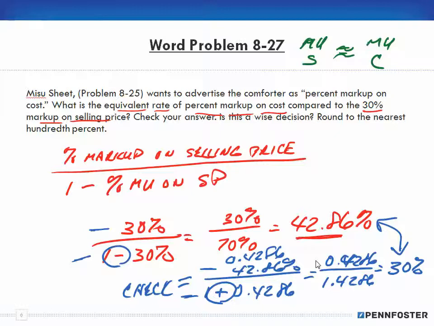Well, now we're sitting here and we're saying, okay, we know our percent markup on the selling price over here is 30%. Well, if that's for the selling price, what's the equivalent rate? How much would that be if it's based upon the cost? And that's what we're actually looking for here. Okay.